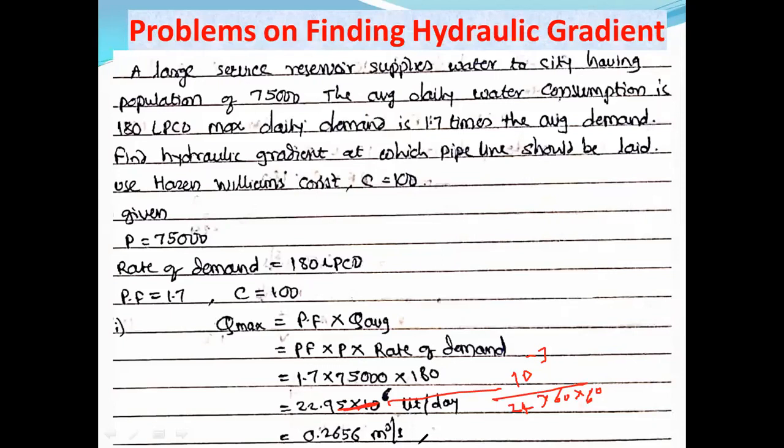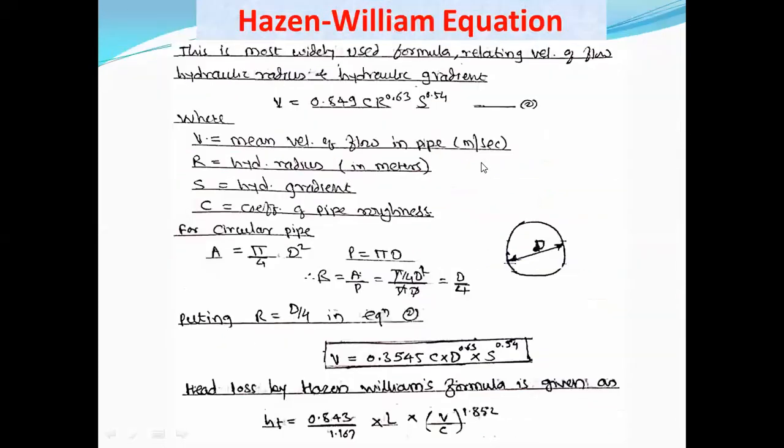Now here we got this value. Now what we have to find out in this particular problem is the hydraulic gradient, that is the I value or S value. And how to find out this value? Here the Hazen-Williams constant is given, which means we have to use the Hazen-Williams formula. What is the Hazen-Williams equation? This is the Hazen-Williams equation: V is equal to 0.849 C R raised to this and this. Or in terms of diameter, this is the equation.